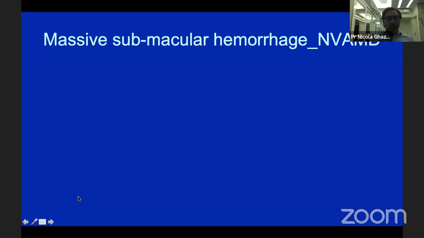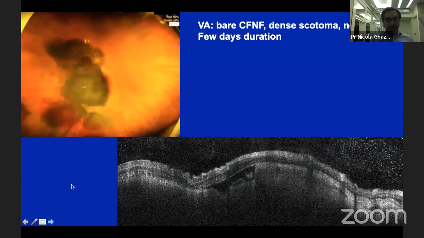I will start off with a case of massive submacular hemorrhage in a patient with neovascular AMD. That's an elderly patient who presented with acute loss of vision in his right eye of few days duration. As you can see here, there is a large submacular hemorrhage that bypasses the arcades and even reaches the inferior equator. The patient had vision of bare counting fingers near face and was complaining of a dense scotoma. If he closes the contralateral eye, he cannot ambulate with this eye.